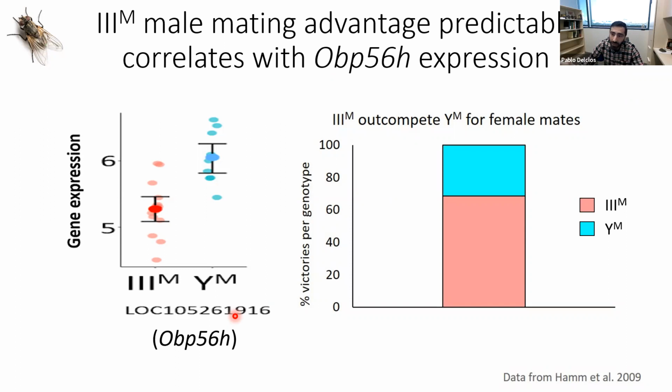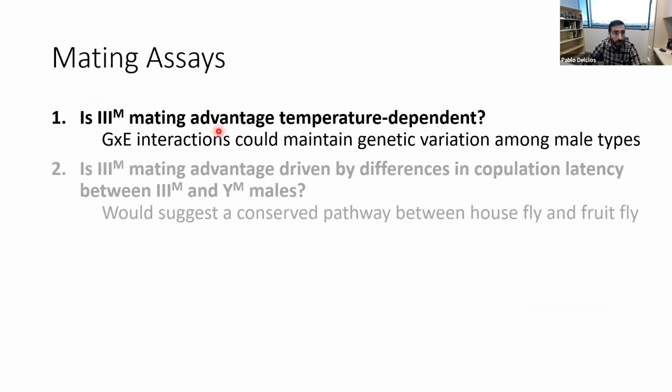But we weren't satisfied. We needed some behavioral trials of our own to really solidify this connection. And so we conducted our own behavior trials on housefly, testing a couple different things. First, we asked, is this mating advantage for 3M males temperature sensitive? So remember, temperature is a good predictor of these genotypes in nature.